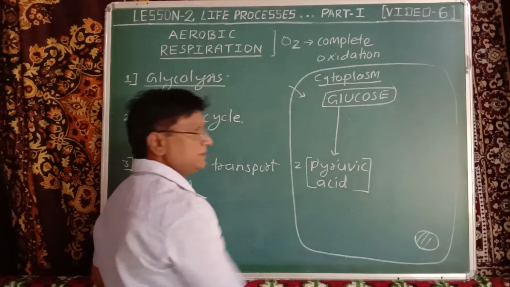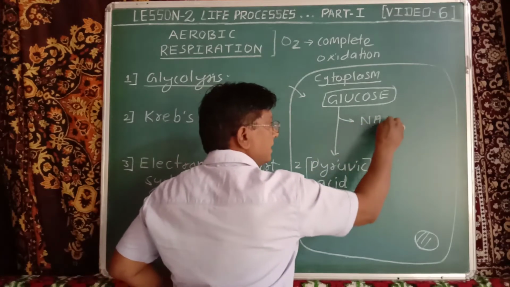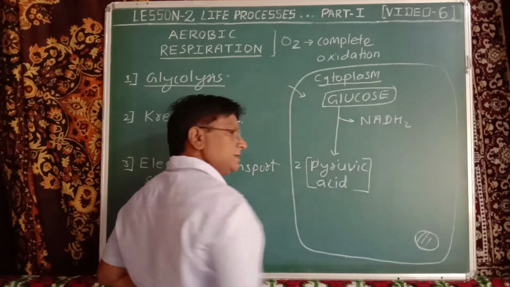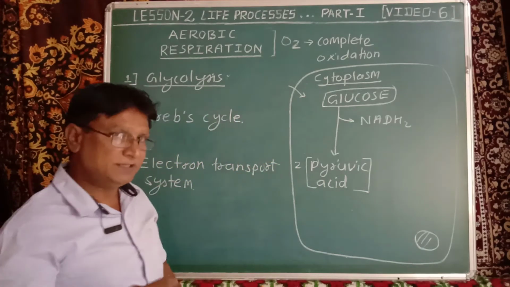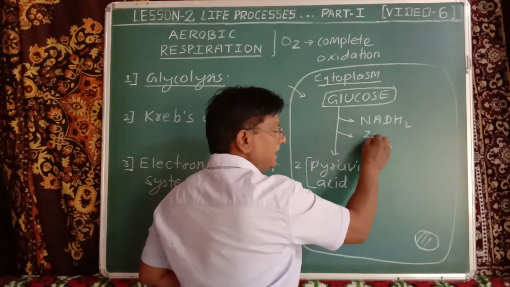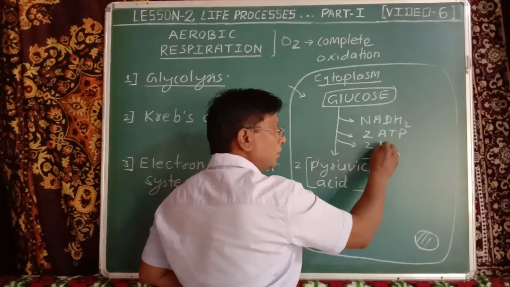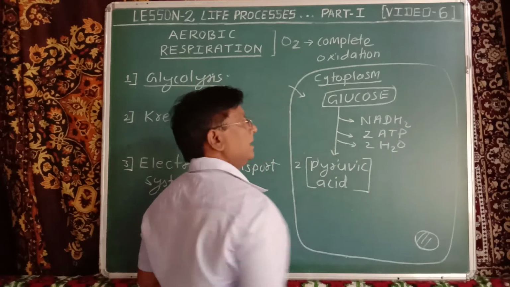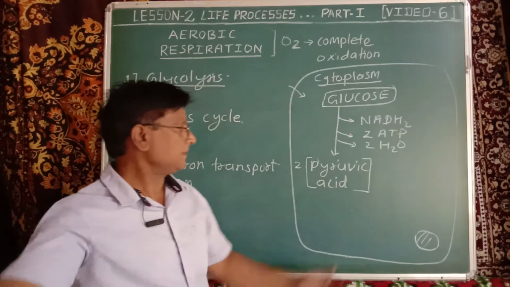And during this process, NADH2, a chemical which is a coenzyme (actually it is given as enzyme in your textbook, but it is a coenzyme), 2 ATP and 2 water molecules are formed. And this complete process takes place in cytoplasm.